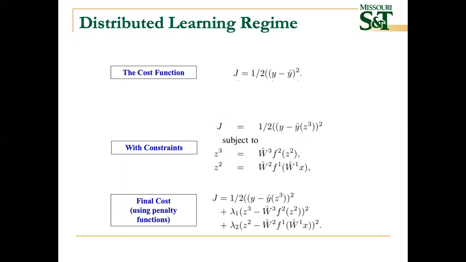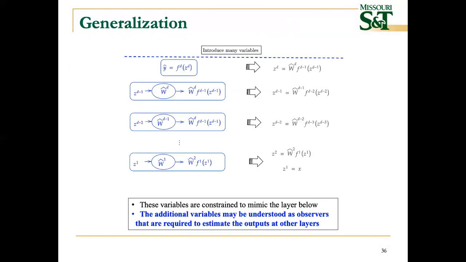If you introduce an additional variable for every layer in the neural network, what you obtain is that for each layer, your input is Z. Z goes through the activation function F. This activation function output then gets multiplied by the weight at that layer, and that is your output for that layer. Using that output, you will constrain the input to the next layer to be equal to the output of the previous layer, and this type of behavior will lead to many additional variables. So by constraint, we mean that each additional variable is introduced as an observer that is required to estimate the output at the previous layer.